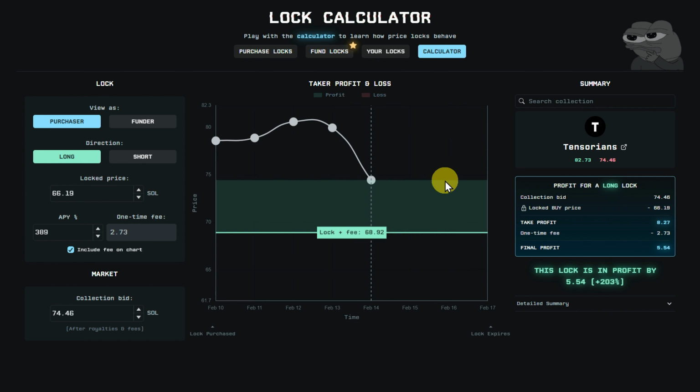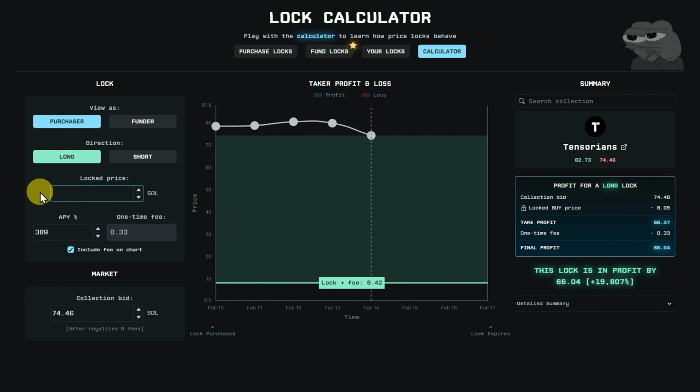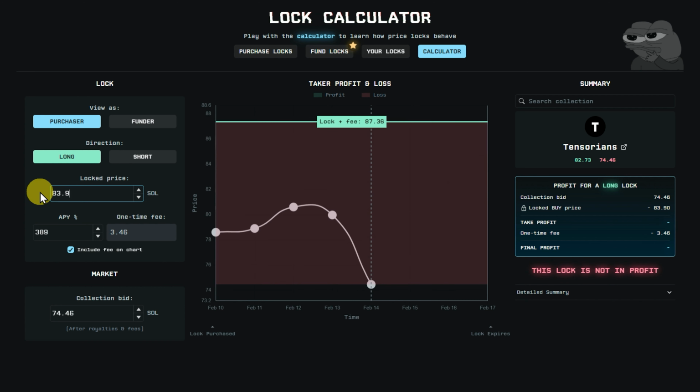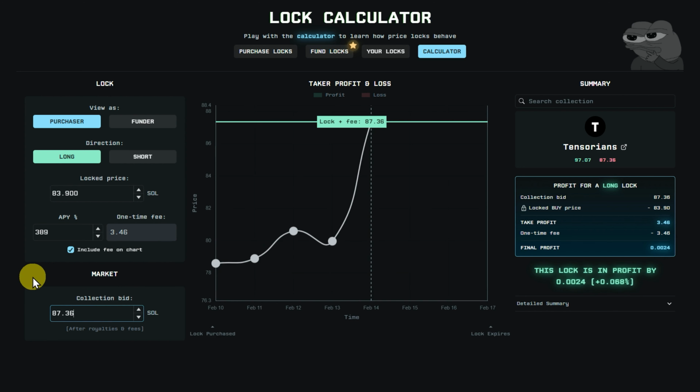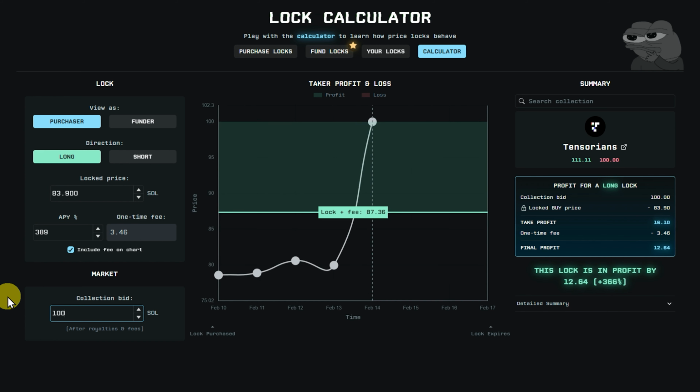However, when we have a look at the calculator, it gives us a locked price, which is quite a bit lower. So let's change the locked price to 83.9 SOL. This is the fee that we will pay. So we need the collection bid to be quite a bit higher at 87.36 for us to basically break even. If we go to 100 SOL though, then you can see we're definitely in profit.